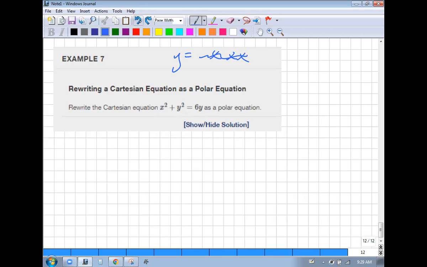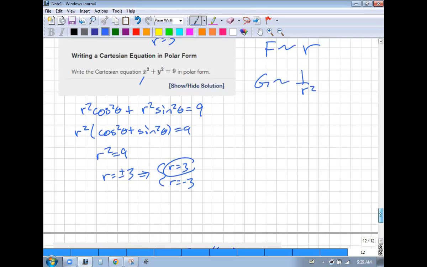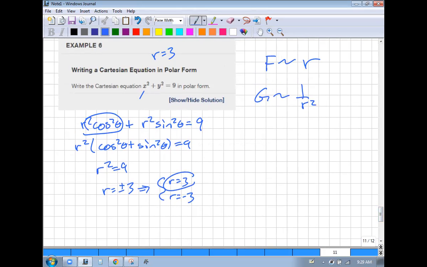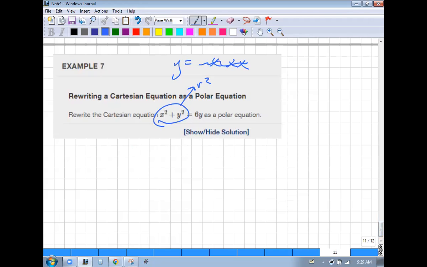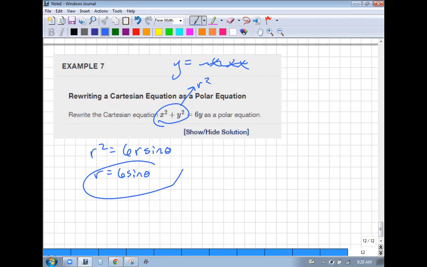What can we do here? If we switch it to polar, you might automatically recognize that's r squared, right? Now you could do what we did earlier and be like, okay, x squared is this, y squared is that, factor this out, and you get r squared. You can do all that, but you want to develop intuition so that you can look at that and go, well, that's r squared, and then y is r sine theta, right? And here we have r's on both sides. This would just be r equals 6 sine theta.